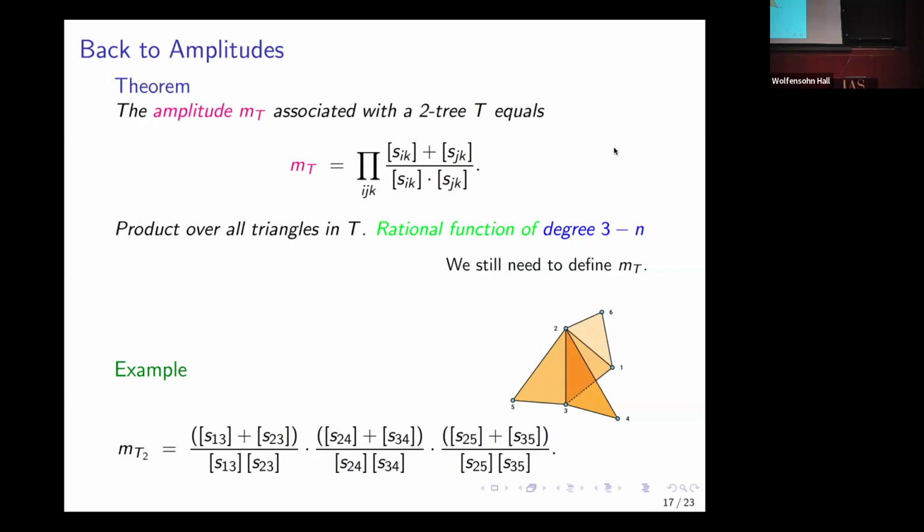So for example, for this two-tree, the expression looks like this, and this is a rational function homogeneous of degree minus 3.